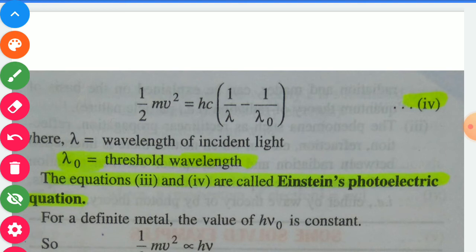So remember that here lambda is the wavelength of incident light and lambda 0 is the threshold wavelength. So these two equations, the 3rd and 4th, are known as Einstein's photoelectric equation.